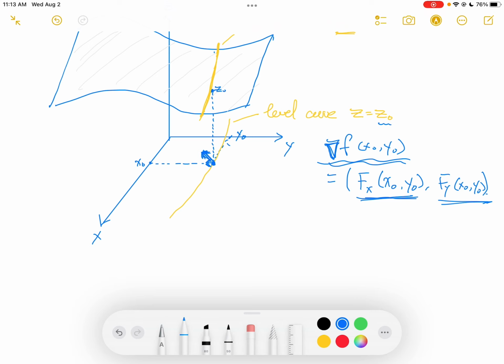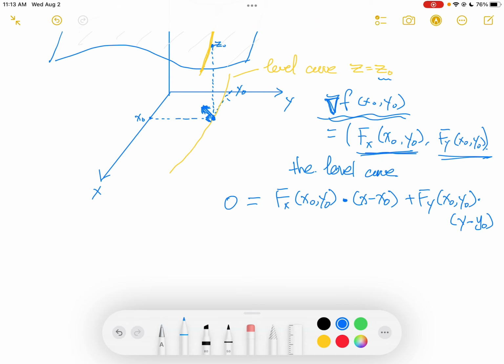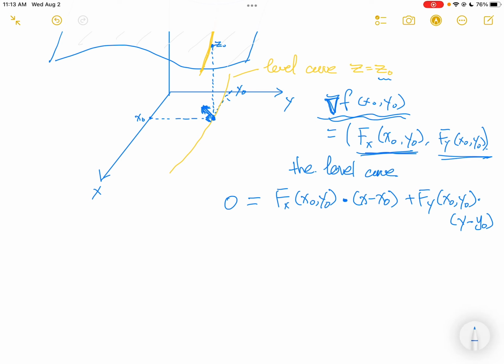So basically, the level curve is f sub x at x0, y0. So this is a partial derivative. This is a value times x minus x0 plus f sub y at x0, y0 times y minus y0 equals 0. And this is just, in calculus, a classic way to write the equation of a line.